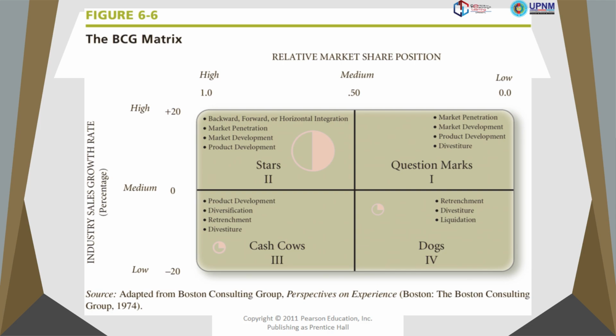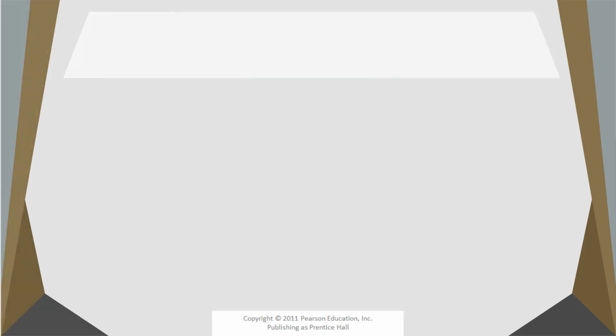The first one is question marks. In the BCG Matrix, it shows a high industry sales growth rate, while its relative market share position is low. Here we have stars. This shows a high industry sales growth rate percentage, and at the same time, stars have a high relative market share position. For the next one, cash cows. It has a low industry sales growth rate and a high relative market share position. Then the fourth one has a low industry sales growth rate and a low relative market share position.